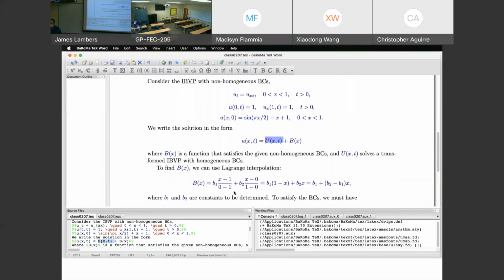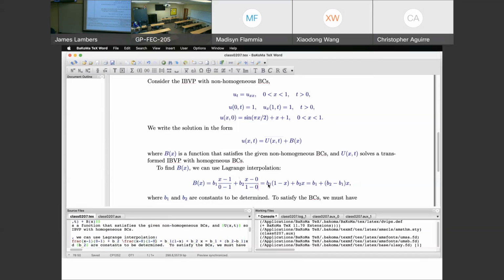I set B of x up as a linear function that's equal to some yet to be determined value B1 at x equals 0 and B2 at x equals 1. And that turns out to be this formula here. Here I have this function that is equal to 0 at x equals 1 and 1 at x equals 0. And this fraction satisfies the opposite conditions. That's what Lagrange interpolation is.